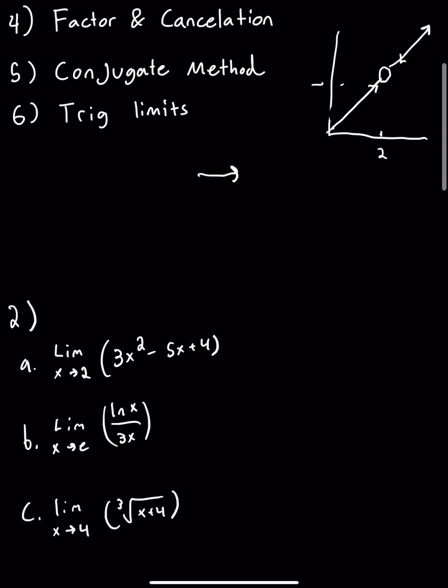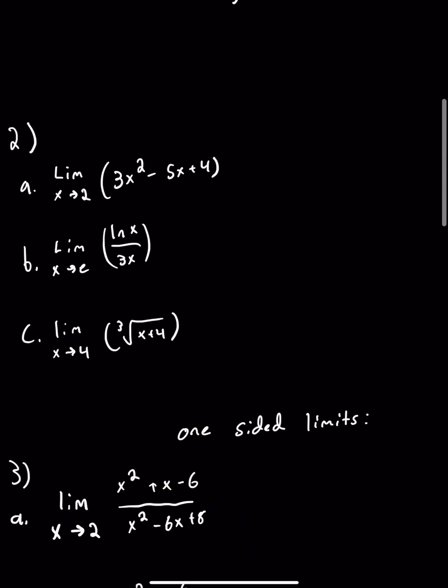So now, let's try out a couple problems that are more advanced. So limit as x approaches 2 of this function. It's really as simple as just plugging it in. So as x approaches 2, you get 3 times 2 squared minus 5 times 2 is 10 plus 4. So 2 squared is 4 times 3 is 12 minus 10 is 2 plus 6. What do we say? 2 plus 6, which is equal to 6.